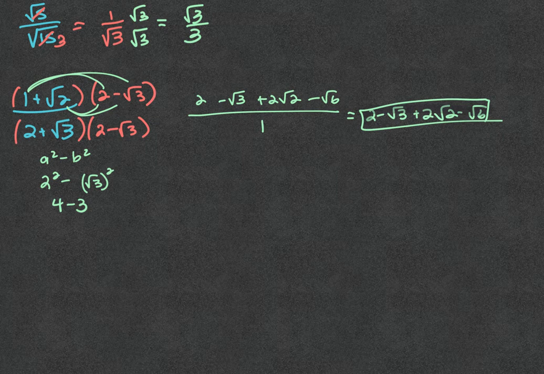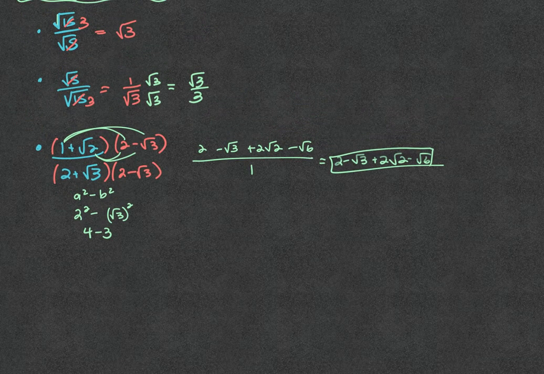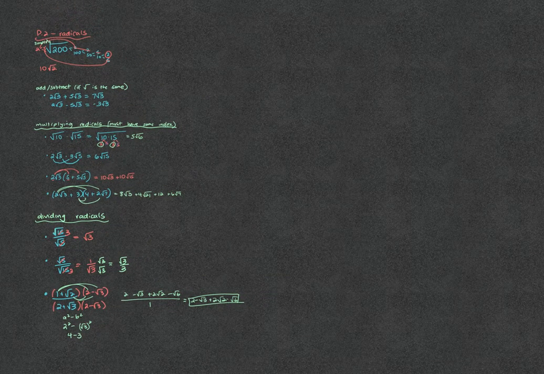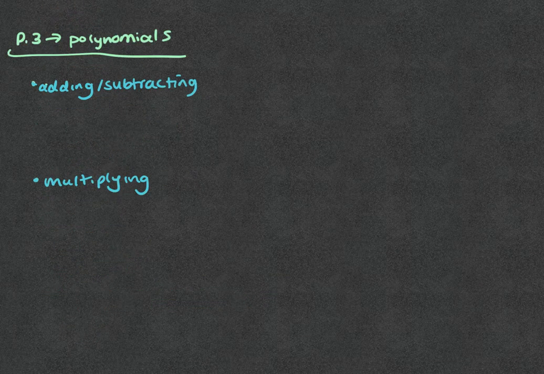So all of that stuff was on the quiz. On the review assignment, I put an additional version of a quiz. I came up with questions that were similar to the ones that were on the quiz. So feel free to practice them if you need to, okay? That was all radicals. I feel like the good news is P3 was a little bit easier.